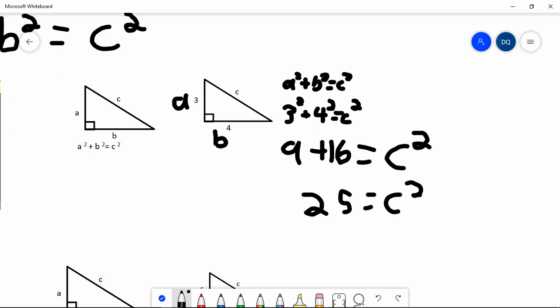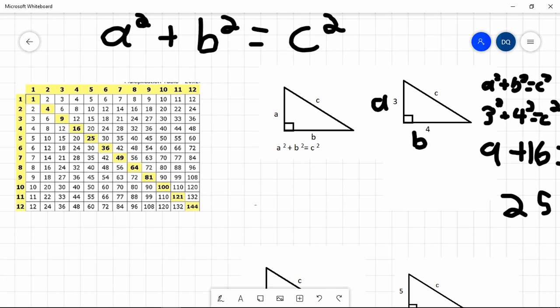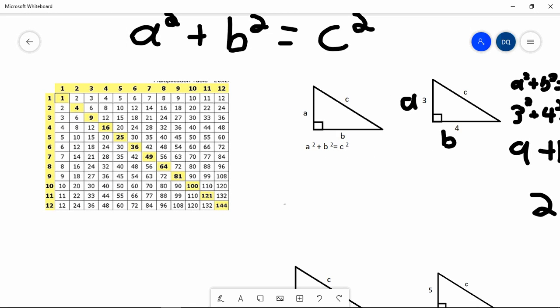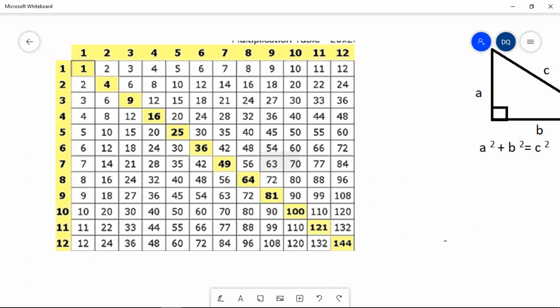That means some number when multiplied by itself gives you 25, and that's the value for c. Now let's look over at our multiplication table. Try and find 25 somewhere inside the grid, and look across the top row and the far left. Can you see two numbers that multiply together to give you 25 that are the same number? Look closely. It's 5. 5 times 5 is 25.